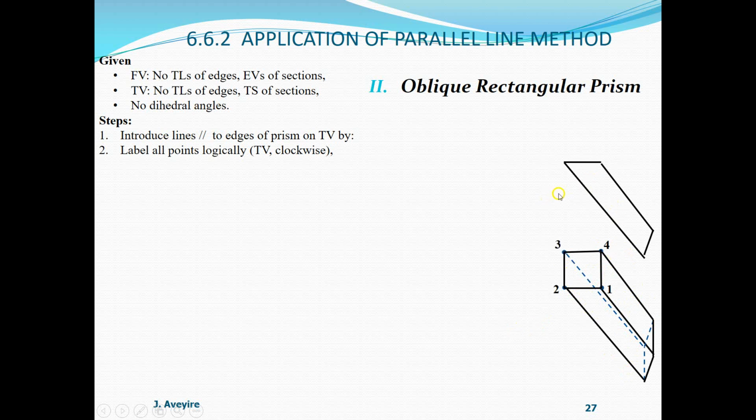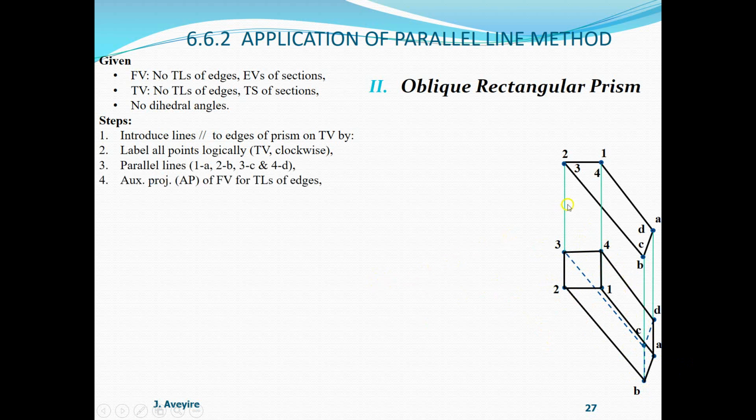Then we plot them onto the top view, the front view, sorry. That is 1 will be visible, 2 will be visible, 3 will not be visible, 4 will not be visible. Then we go in for the lower, which is A, B, C, D in the same order, and we project it onto the front view. A will be visible, B will be visible, C will not be visible, D will not be visible. So we now have our edges 1A, 2B, 3C, and 4D.